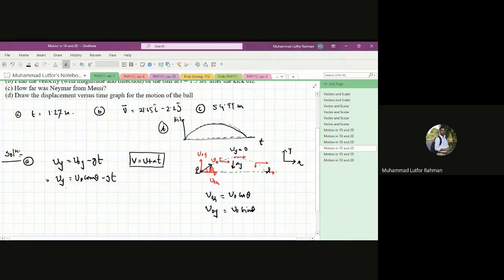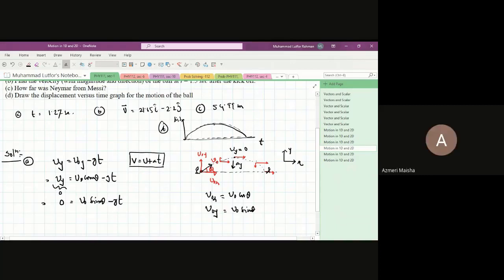But this Vy is going to be 0 when it reaches the maximum point over there. Then I should write this 0 would be V naught sin theta minus gt. And why is that a minus sign? Basically, I choose the upward direction as positive, then the downward direction will be negative. So since g is downward, that's why I write this with a minus sign.